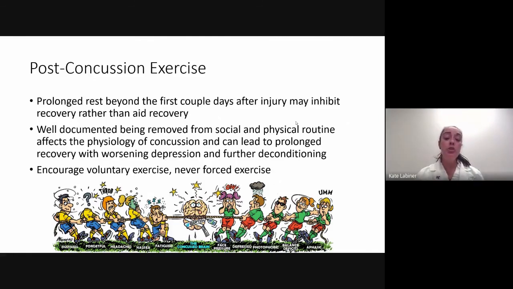So we want to really encourage voluntary exercise, never forcing people to do things that they don't feel up to, but really doing what you're capable of after an injury, whether it be walking around the house, walking around the block, riding a stationary bike. We're not saying go run a mile, but doing anything that gets your blood flowing will help rather than just laying in bed.